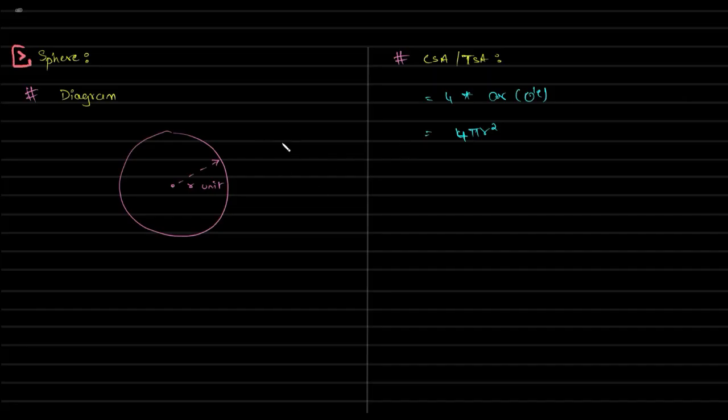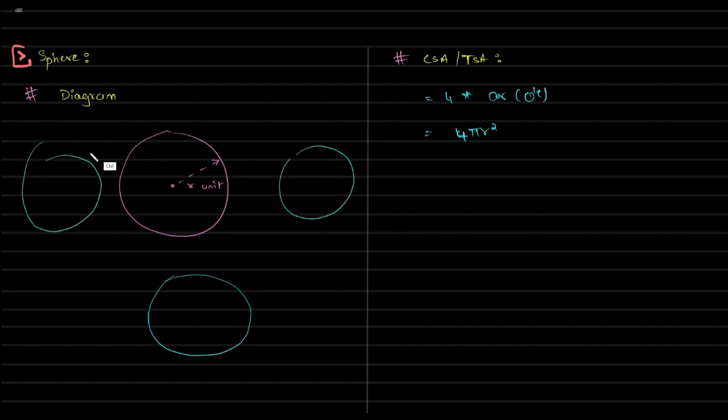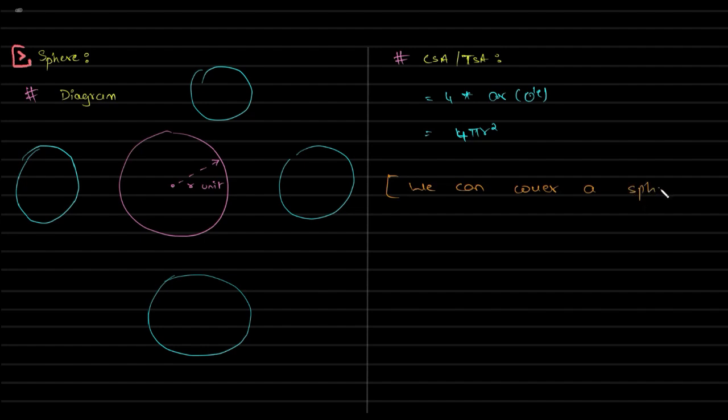If I happen to take 4 circles, if I cut 4 circles, I can cover this sphere with the help of these 4 circles. Again, it's just theoretical, it's not practical. So this is how you can remember. We can make a mental note that we can cover a sphere with 4 circles. It's only to remember. This is not practical. Okay, so this is how you can remember the curved surface area or the total surface area.